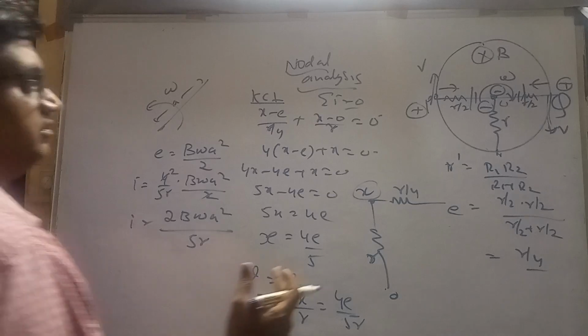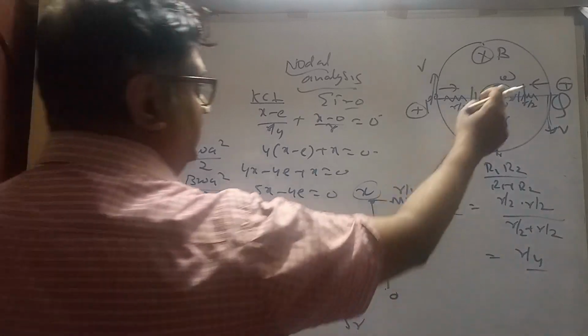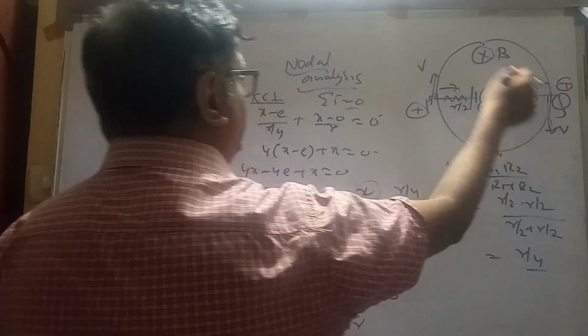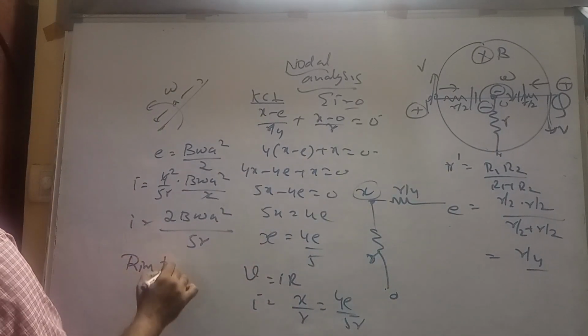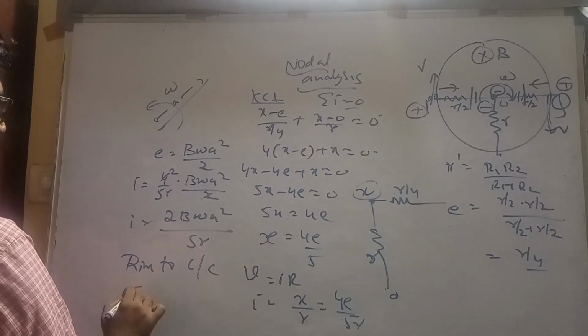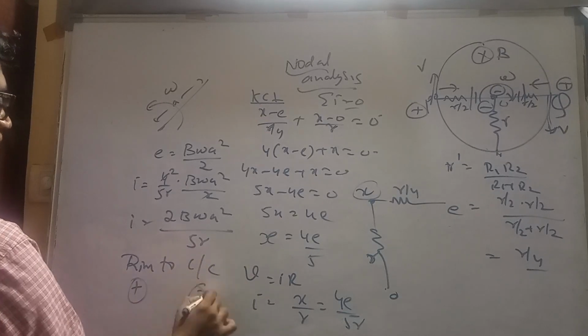And also if you see, the direction is from the rim side to the center. So the direction is rim to the center. Rim is at higher potential, center is at lower potential.